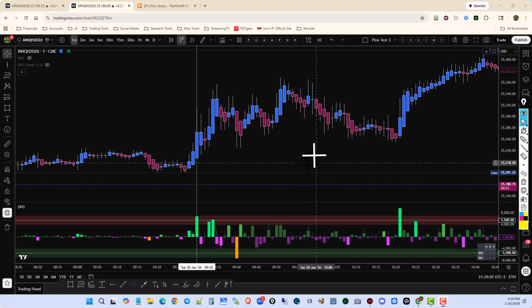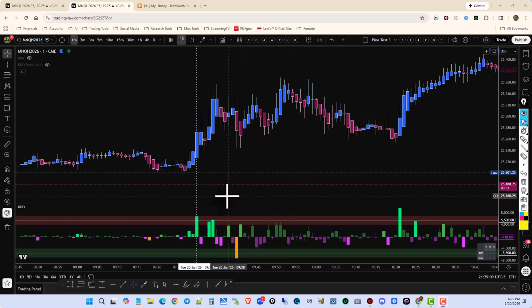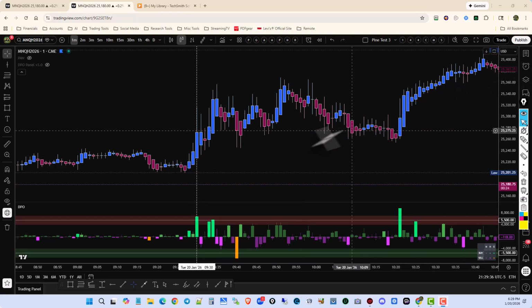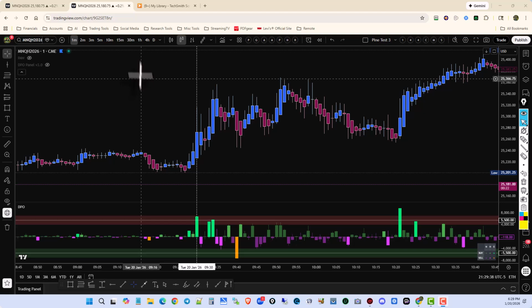All right, so I have two new indicators here, and these indicators are going to be based off of delta, right? So what is delta? Delta is the difference between buyers and sellers as they enter the markets, all right? And we're basing this on a time and a candle. So specifically, we're on a 1 minute chart, right?